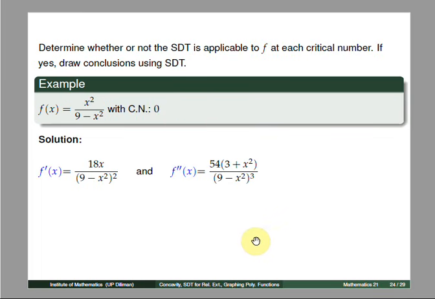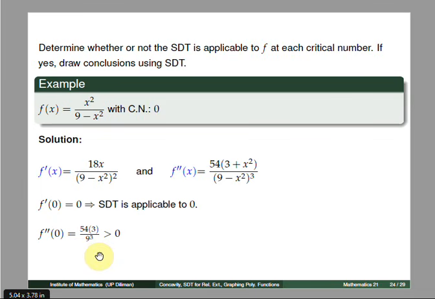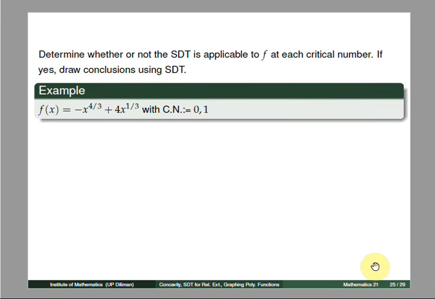The critical number is 0. Let's check for f prime of 0. This is to show that f prime of 0 is 0, which means we can apply the second derivative test. Now f double prime at 0, so if we substitute 0 here, we will get this value. So even though we don't evaluate this, we know that this is positive. So positive second derivative means that we have a relative minimum at x equals 0. That's really nice. Let's go on to our third example.